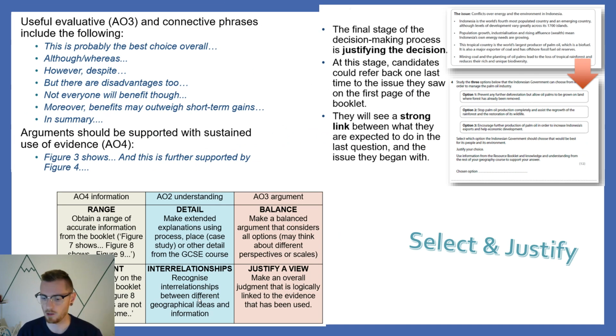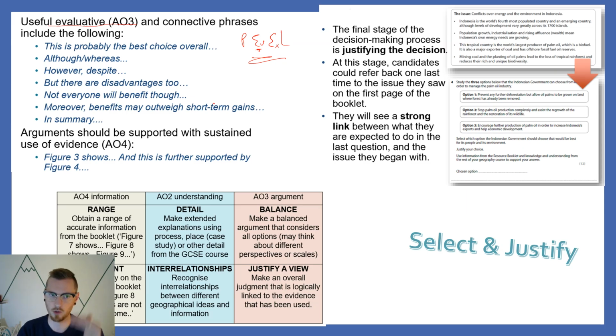Okay, last few bits here to help on the 60 marker, and then we'll look at a structure. 4 marks for AO3. So we're going to use that PEEL structure for our paragraphs. This E is evidence, this E is explanation.